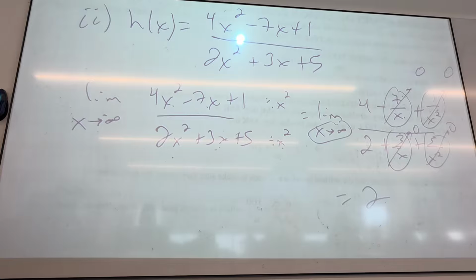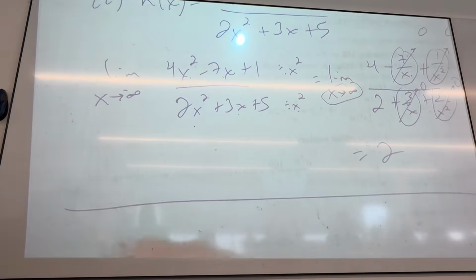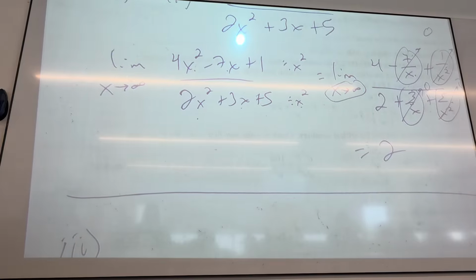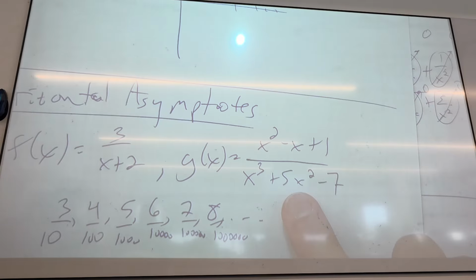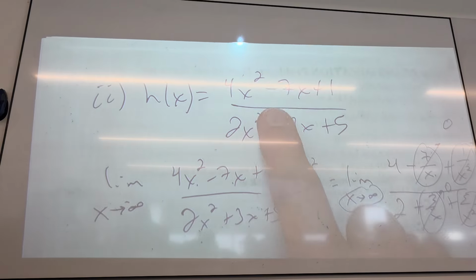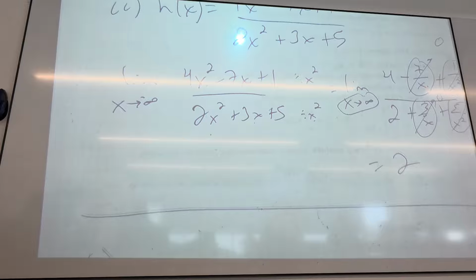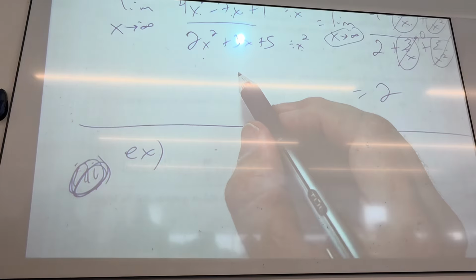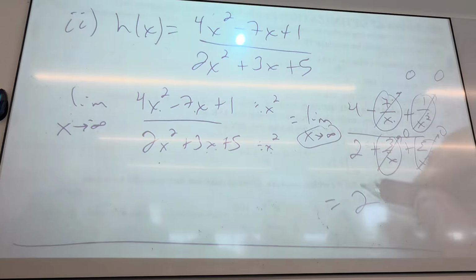We're good. The last idea for horizontal asymptotes. What's the only idea left? Here's the idea of bottom degree is bigger. Here's the idea of both degrees are the same. Oh, by the way, before I get too far away, another example, just to show you the shortcut. Do you see how the answer was 2?